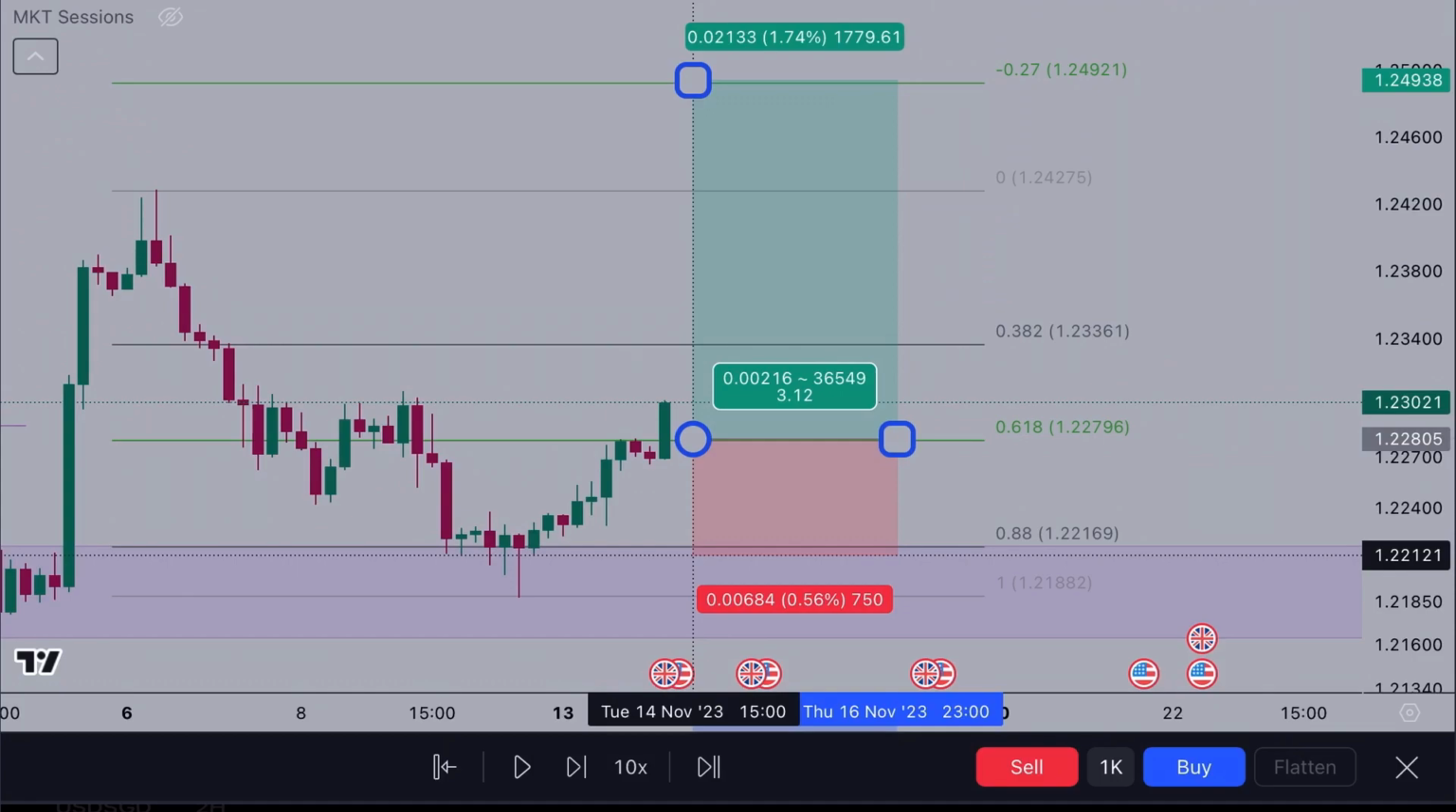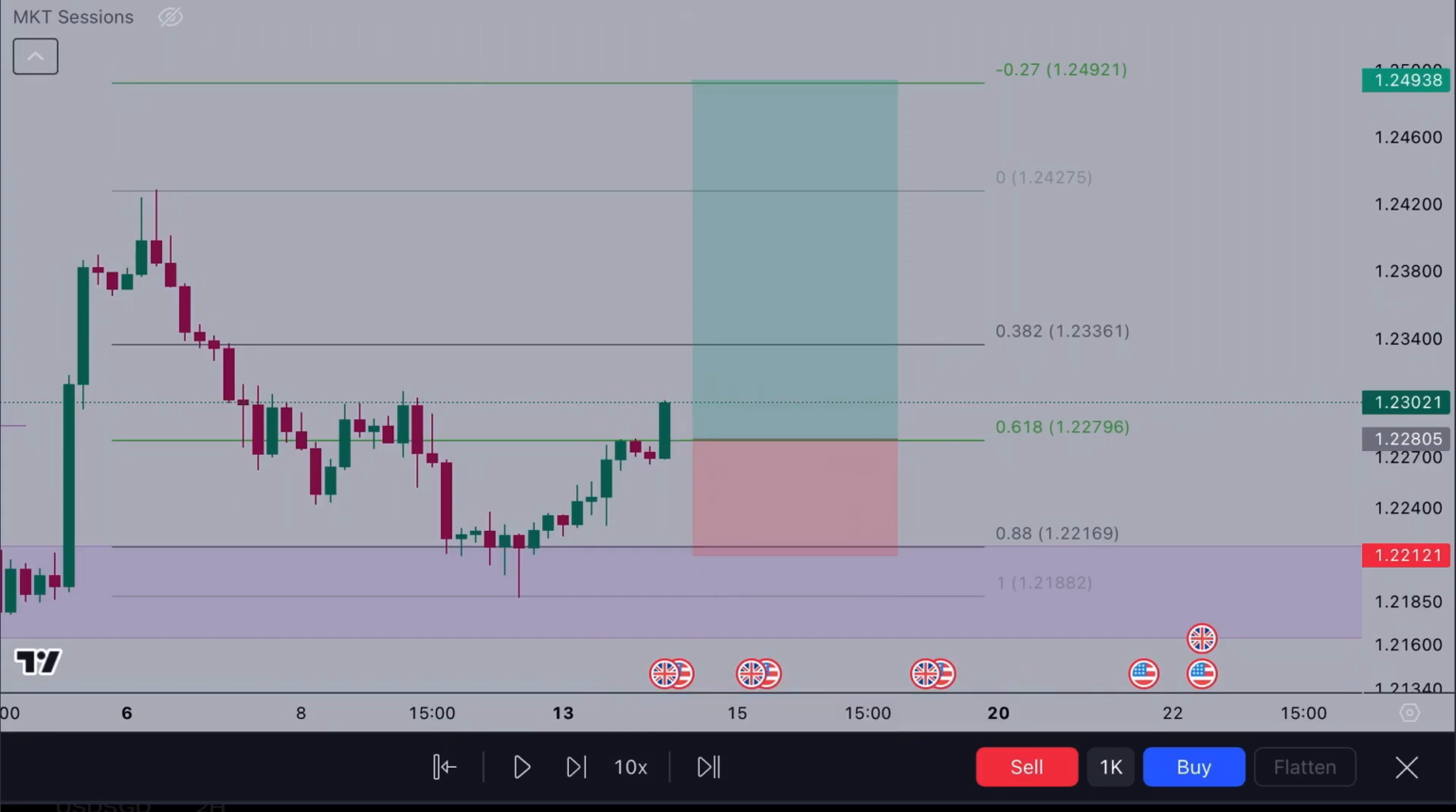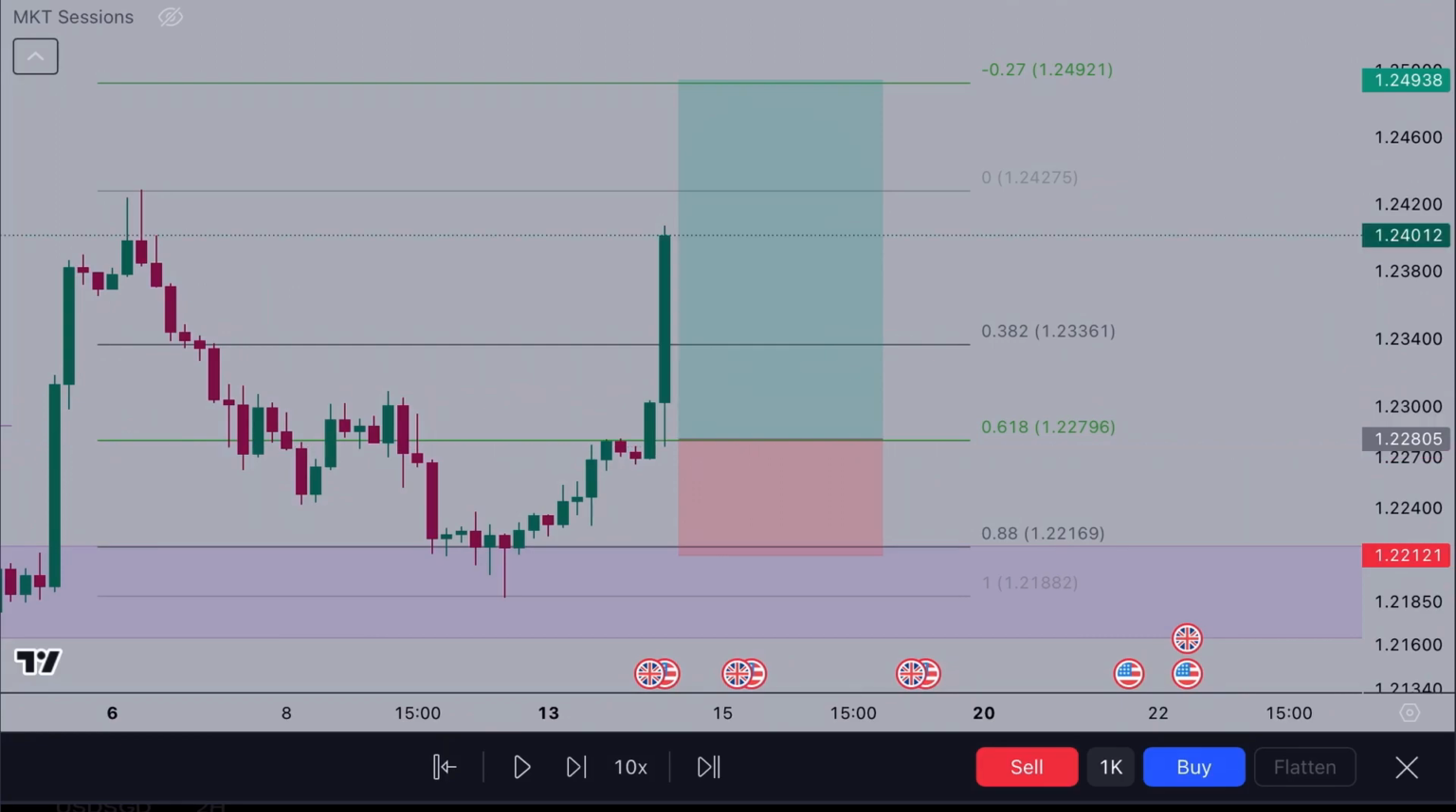You can put it just a little lower for some extra breathing room, or just put it right on the 88. So let's play it forward. Right here, you see price just stepped us in right here.